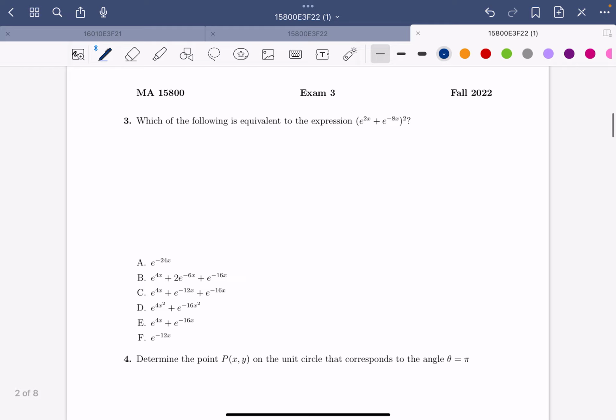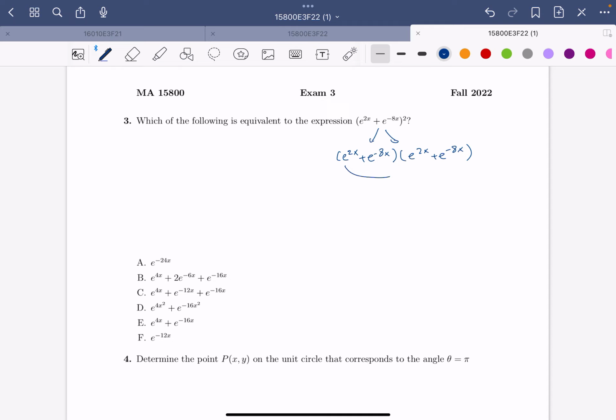Number 3. Which of the following is equivalent to the expression e to the 2x plus e to the negative x, the whole thing squared? So I think the easiest thing to do is to write this out as the two identical terms. So e to the 2x plus e to the negative x, times e to the 2x plus e to the negative x. If we distribute, let's see what happens.